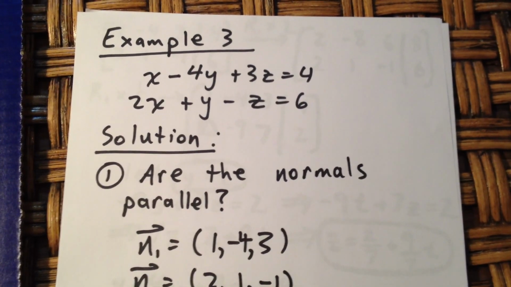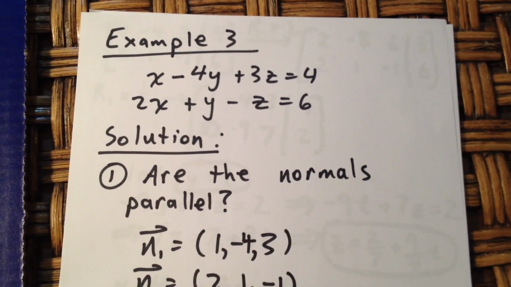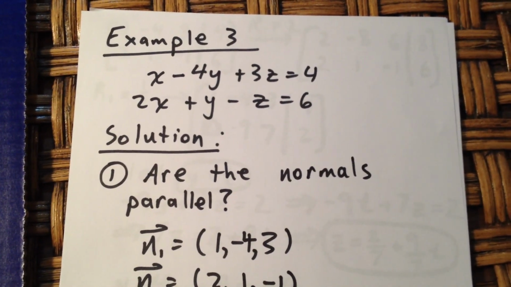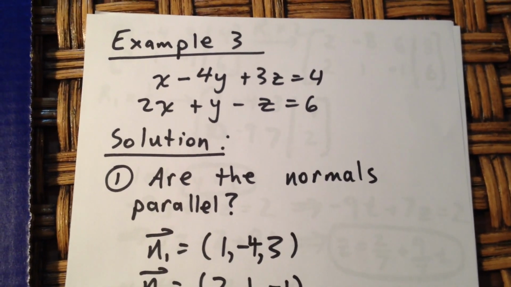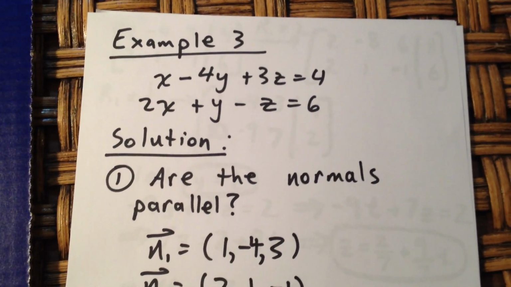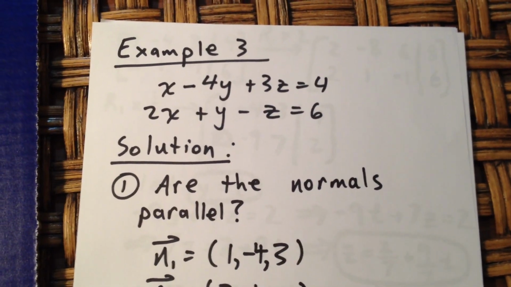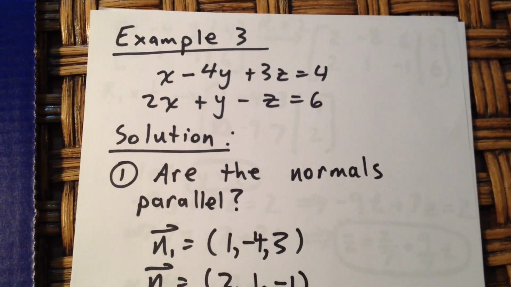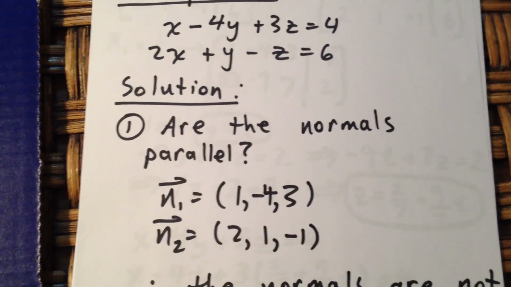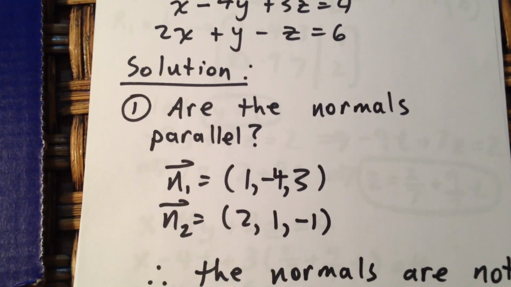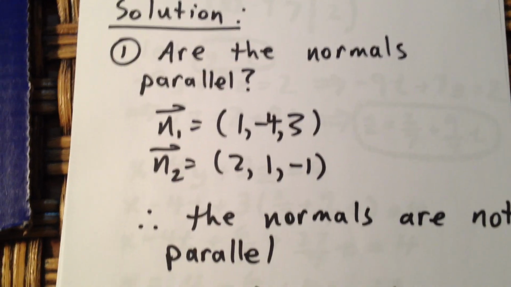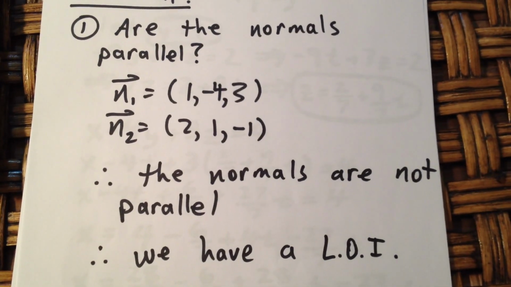In this example, we want to determine if the system created by x minus 4y plus 3z equals 4 and 2x plus y minus z equals 6 is consistent or inconsistent. Well, we recognize that those represent planes, and so the first thing we ask ourselves is whether or not the normals are parallel. The first normal is (1, -4, 3), and the second normal is (2, 1, -1). Therefore, the normals are not parallel.